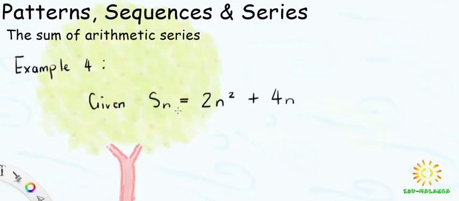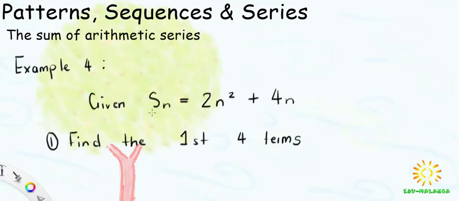So we're given this, and because we're seeing Sn, we know that this is the sum of arithmetic series question, and we're going to answer two questions to do with this arithmetic series. The first question we will answer, 1, is find the first 4 terms. So we need to find the first 4 terms of the arithmetic series.